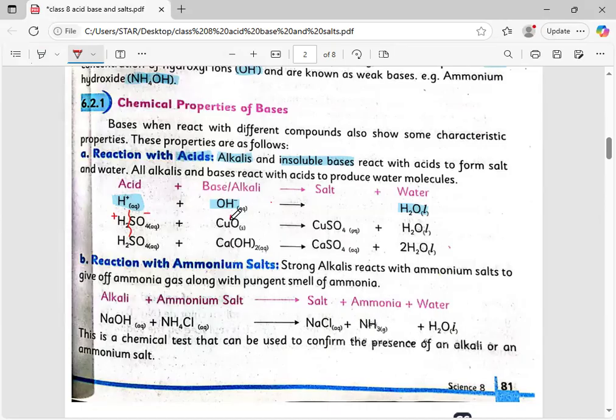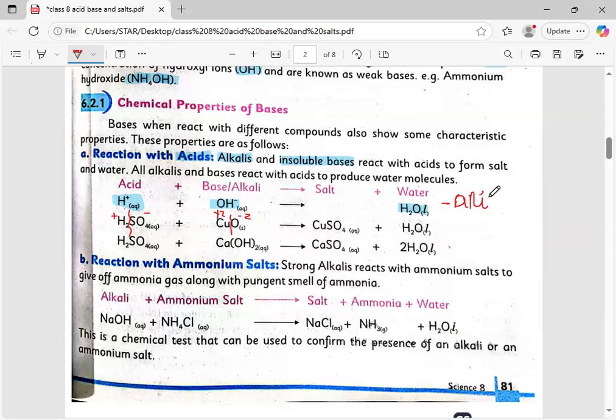Same in the case of copper oxide: the copper with plus 2 charge separates out from the oxygen, and the oxygen remains single. Then the opposite charges of both molecules attract each other, like the positive charge of the acid attracts the negative charge of the base, and the positive charge of the base attracts the negative charge of the acid. You can see clearly here that SO4 is the negative part of the acid. The negative part is basically called an anion.